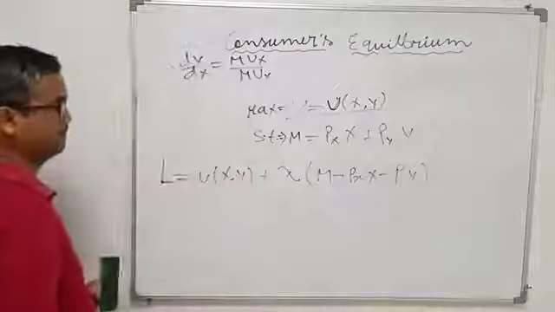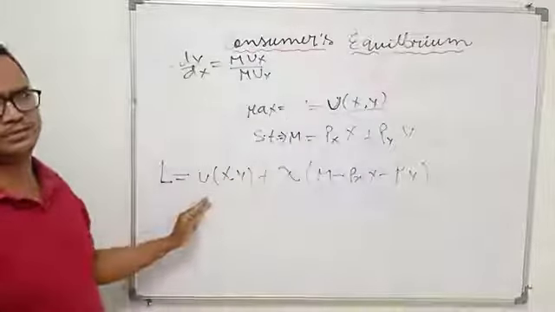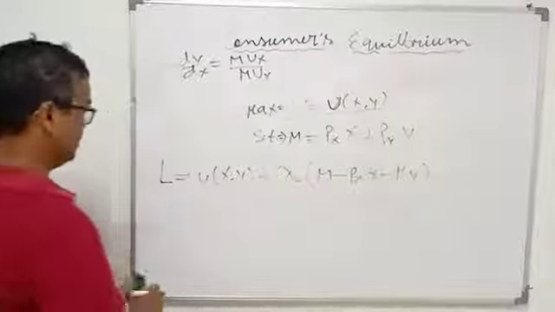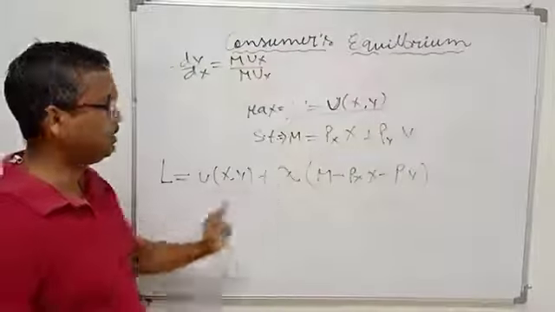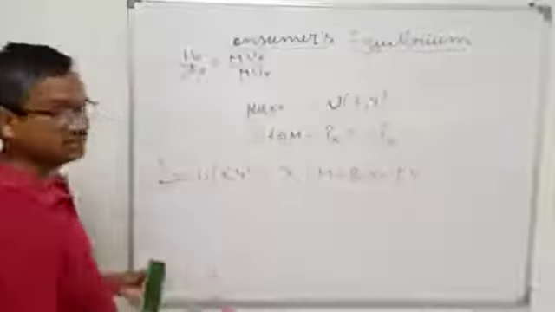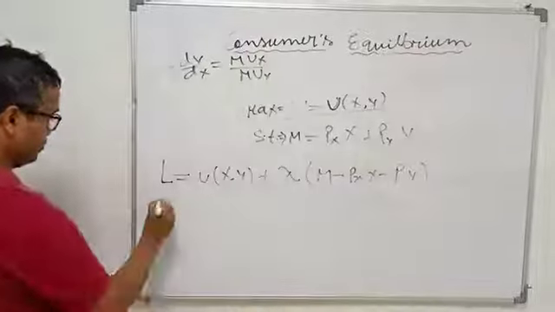This is called the Lagrangian function, how we have converted. You have to know these things. I am assuming you know these things. So now you have to optimize with respect to x, y and lambda. So you have to go for partial differentiation. So how to do that?